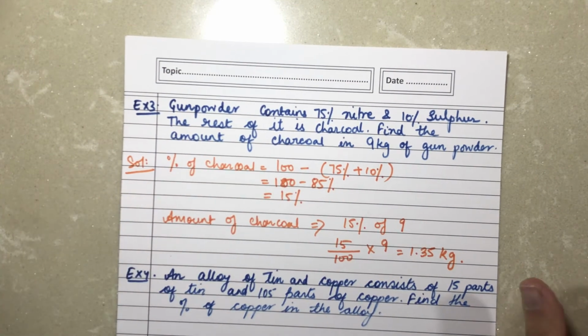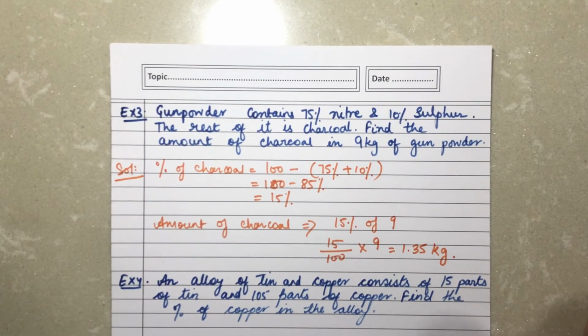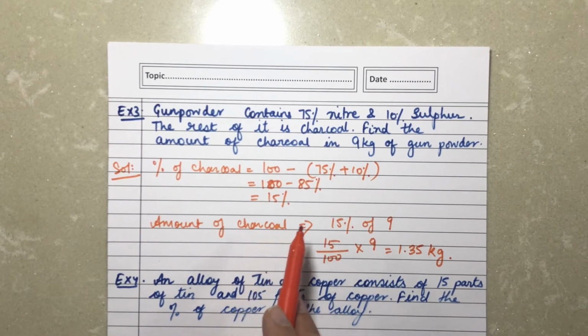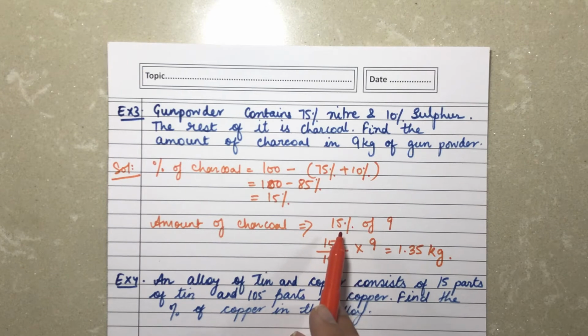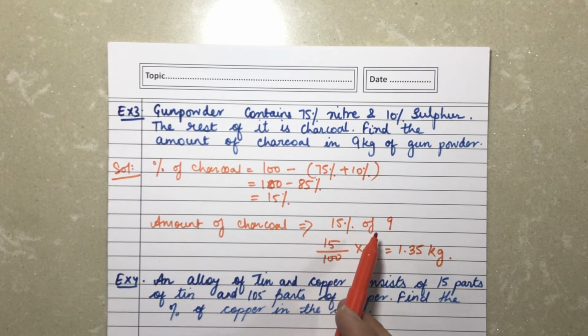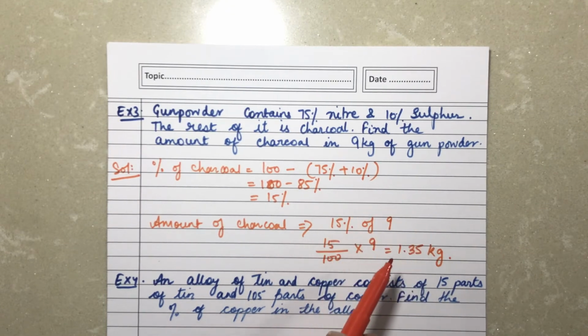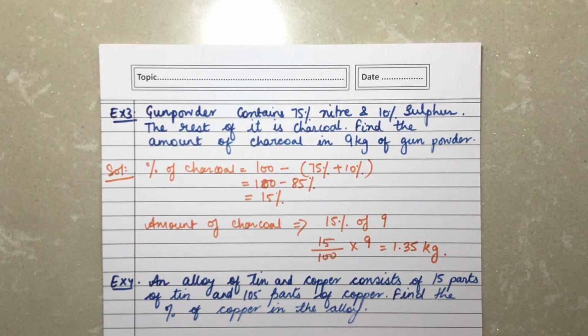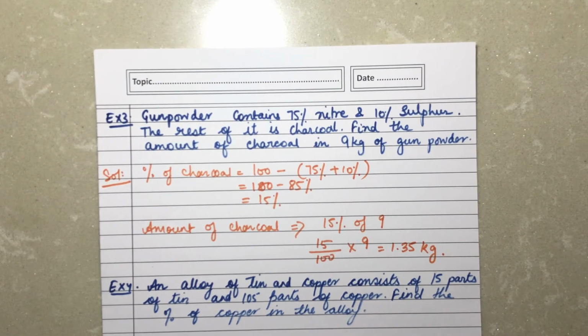So I hope there is no difficulty in this part. So basically what we have to do, if I need to find the charcoal, I should have the percentage of charcoal, only then I can find the percentage of charcoal in the total amount of my bundle of gunpowder. Let's move on to next question.